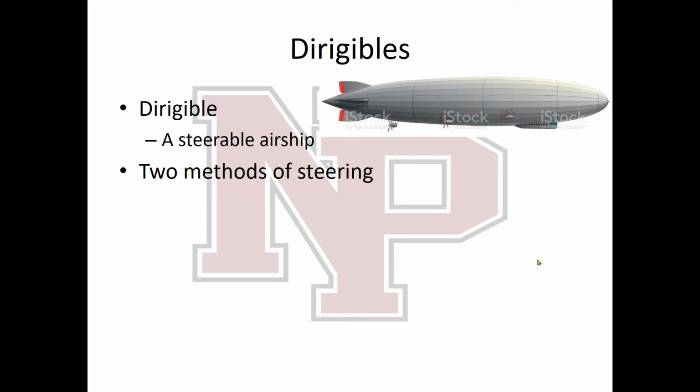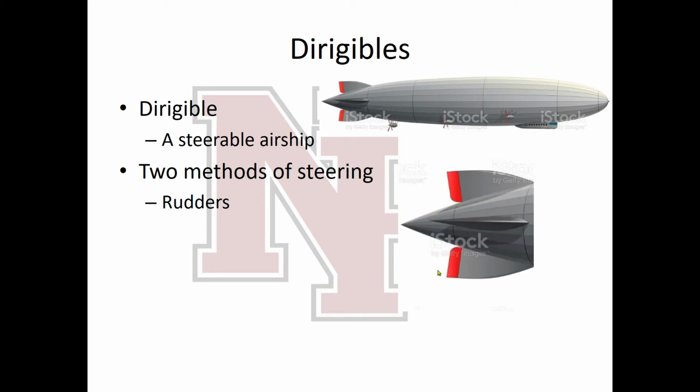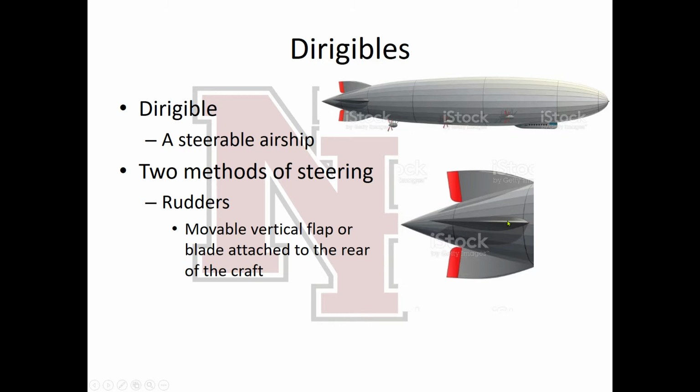There are two methods of the steering. You can see the rudders right here at the back end of the dirigible. And that allows you to move that vertical flap, so those red things on there will move, and the blade to the rear moves to the right or the left, and it thus steers your airship. Very similar to how a rudder on a boat will steer a boat through the water. And the other form of steering is the power source itself.